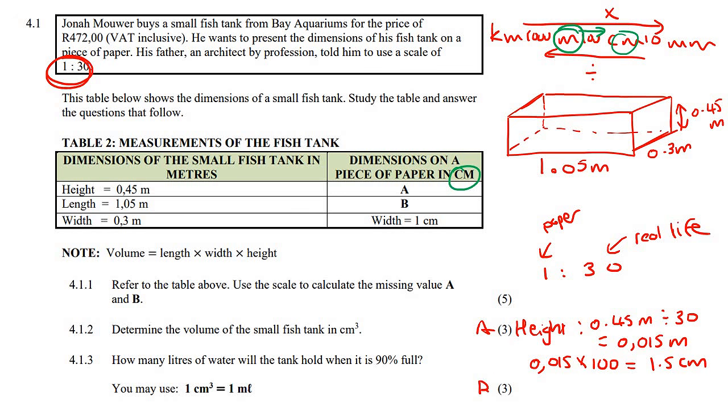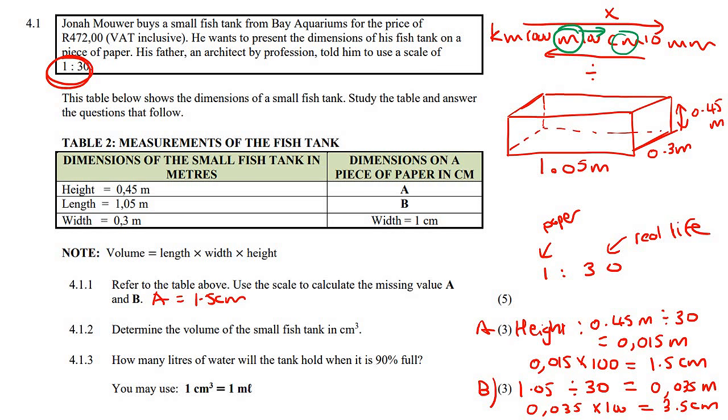That's A, by the way, and now we're going to do the same thing for B. So we're going to say 1.05 divided by 30, and that gives us 0.035 meters, because it's still in meters. And then we're going to convert that by saying 0.035 multiplied by 100. And that'll give us 3.5 centimeters. And that's B. So A is 1.5 and B is 3.5 centimeters.